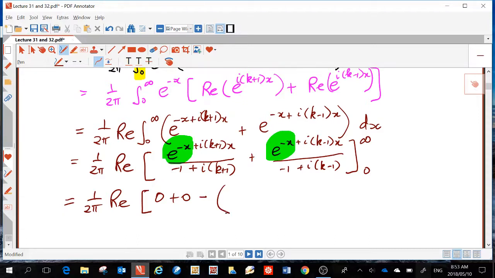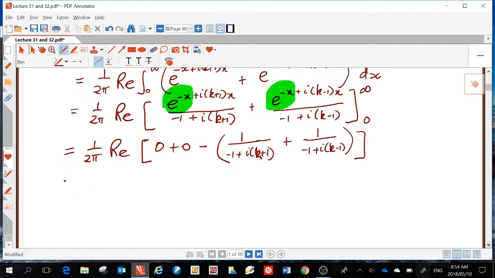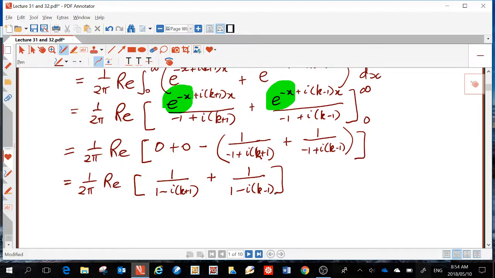Now, when I put in a 0 here, e to the 0 and a 0 here is 1. And you'll end up getting 1 over minus 1 plus ik plus 1, plus 1 over minus 1 plus ik minus 1. Right, so now we just churn out the result, 1 over 2 pi, real part of. Put the minus in the brackets, it will become 1 over 1 minus ik plus 1. Subtract, oh, you can put a plus here, 1 over 1 minus ik minus 1. Yeah, I just multiplied this negative by the denominator. So I can leave this as a plus. Can't do it to both. Do it to 1. Minus times minus is plus, and you get a minus here.